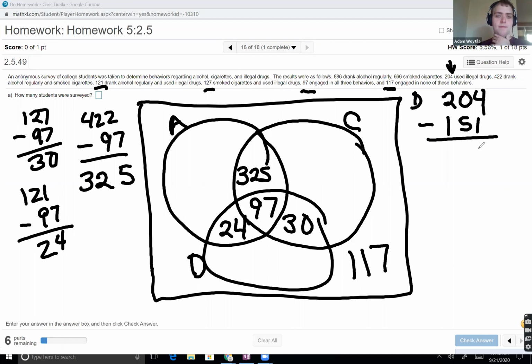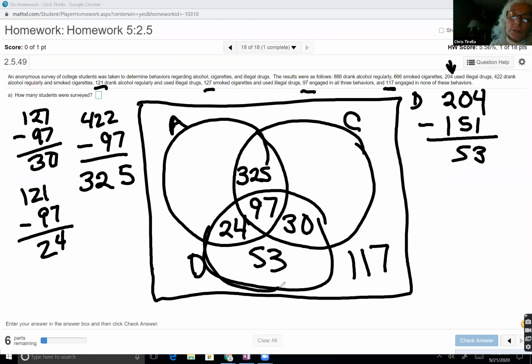And so when we subtract from the 204, we get that there's 53 over here. The reason we're just adding those three numbers is because we're just looking at the drug circle. Then 666 in the cigarette circle.